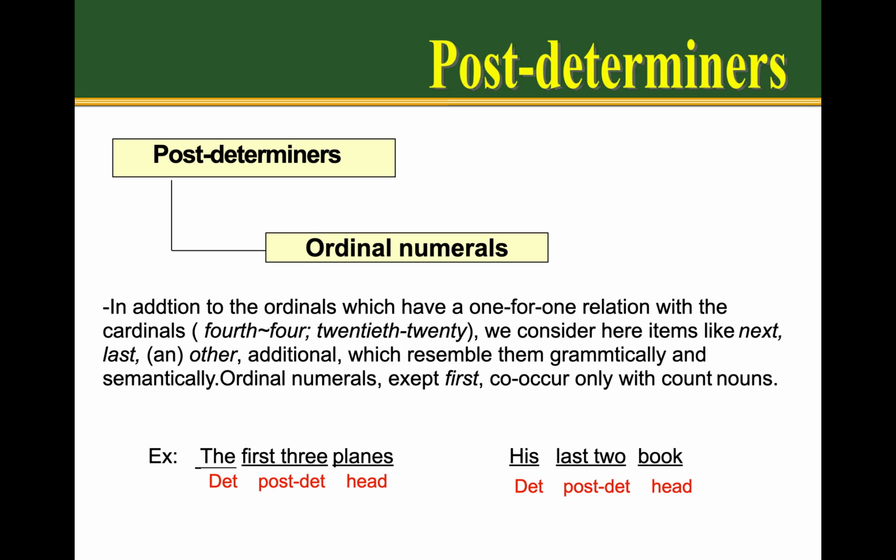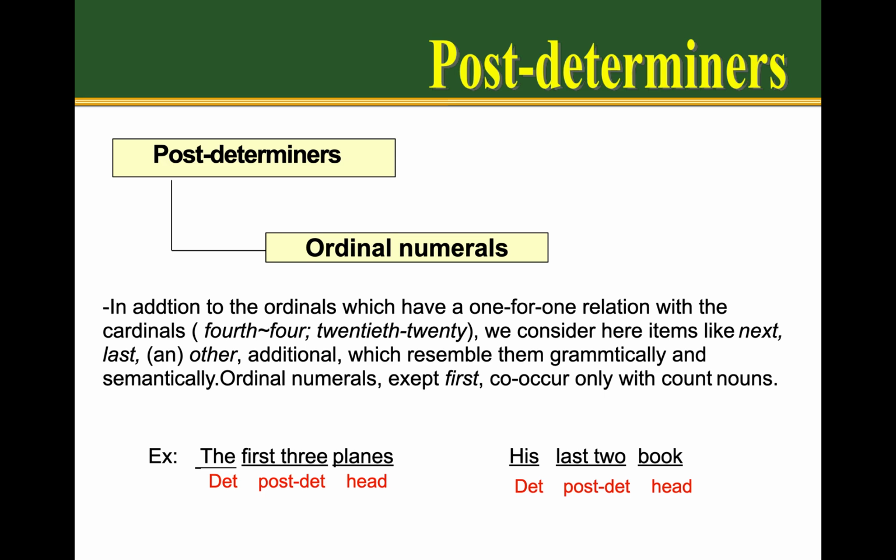Ordinal numbers: in addition to the ordinals, we have a one-for-one relation with the ordinals. Fourth, 4. 20, 20. We consider here items like next, last, another, other, additional, which resemble them grammatically and semantically. Ordinal numerals, except first, co-occur with count nouns.